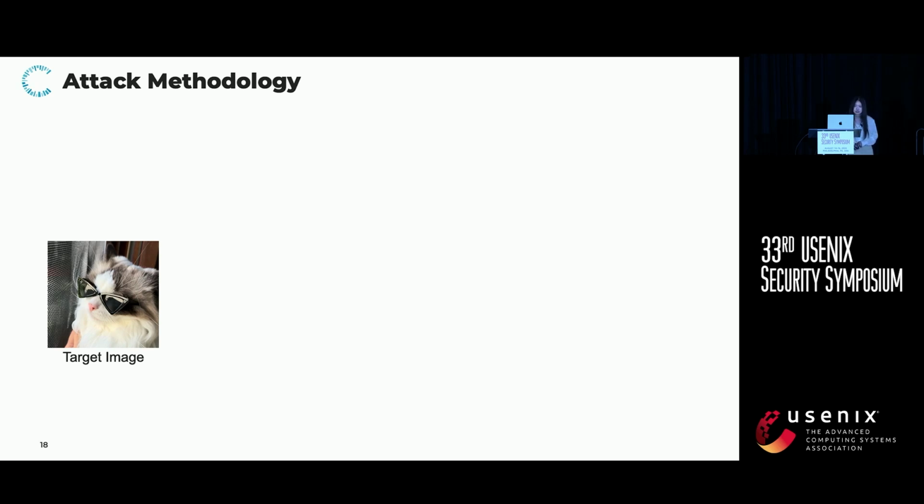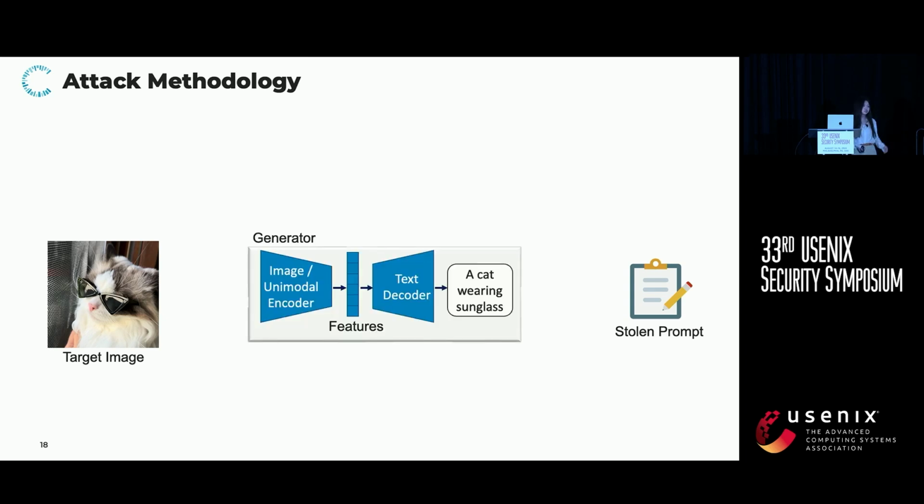Given a target image, if we want to get the stolen prompt, what techniques can we apply? The most straightforward way is to use a generator, right? Like an image captioning model. For example, if you give this cat image to the model, then it will output a sentence: a cat wearing sunglasses. And you can also collect some dataset to fine-tune the model to make it perform better on the distribution of generated images. So we tried both ways, but the performance is not that satisfying. I will explain it later.